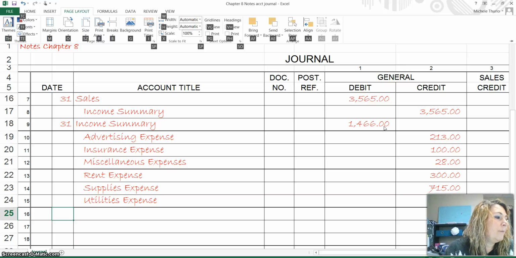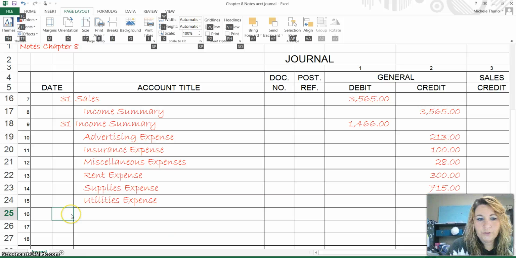So if I'm looking at my income summary or my income statement or my net income on my worksheet, I have a debit of $2,099. So to cancel that out, I'm going to need a credit of $2,099, or if I take this credit minus this debit, I'm going to also need a debit of $2,099 to get rid of that.